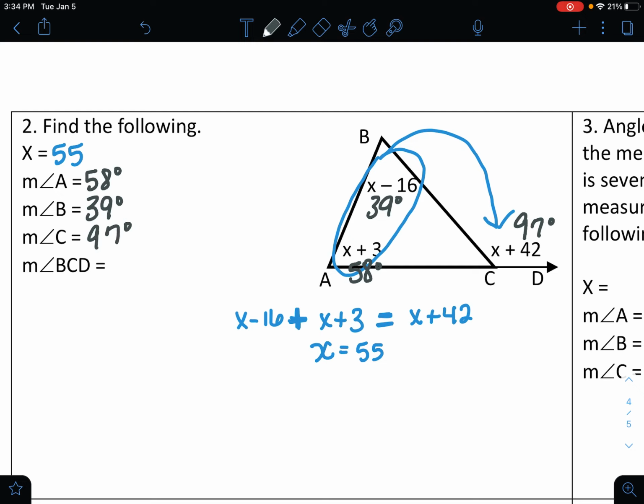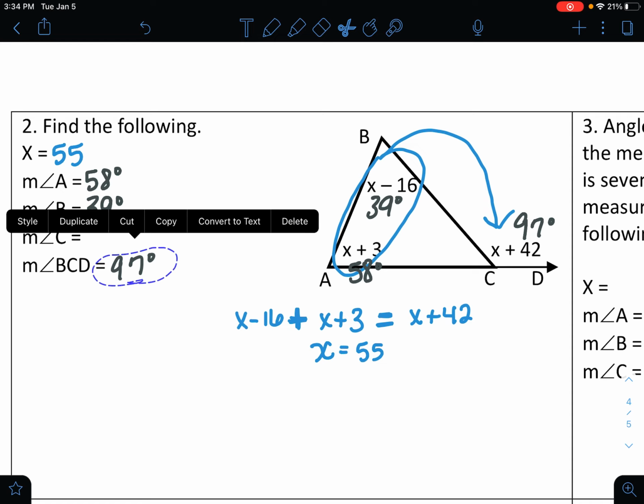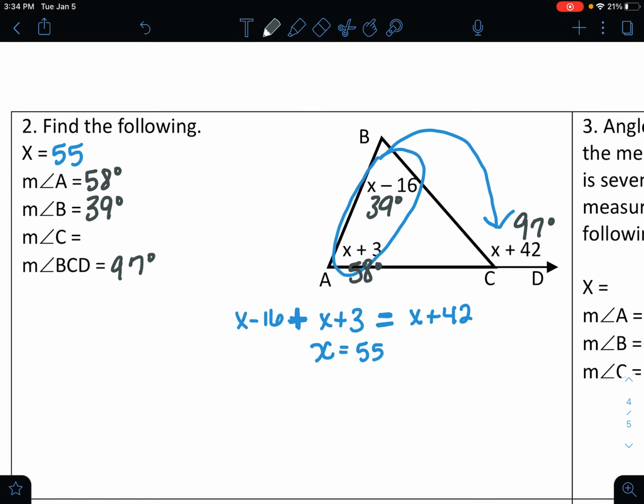Oh, that was the wrong one, sorry. So this is angle BCD. It's labeled a little strangely. Sorry about that. All right, so this one's 97 degrees because I just plugged it in. So now to figure out this guy right here, we could just subtract the 97 from 180.